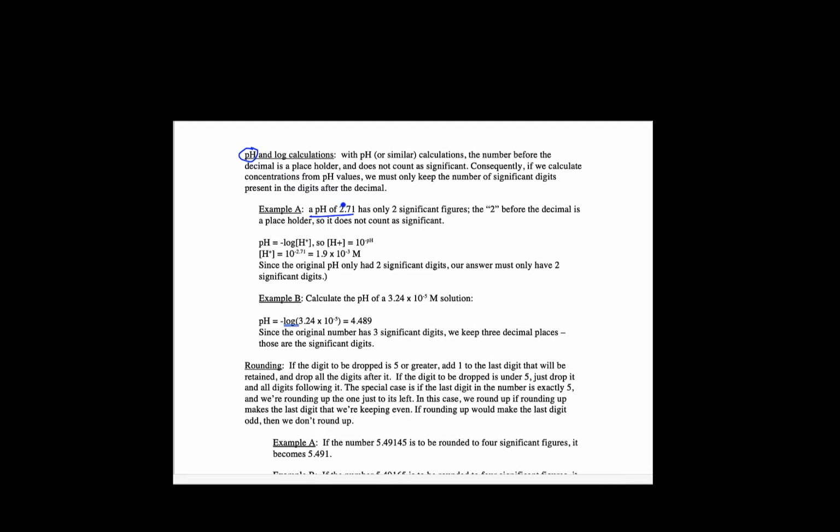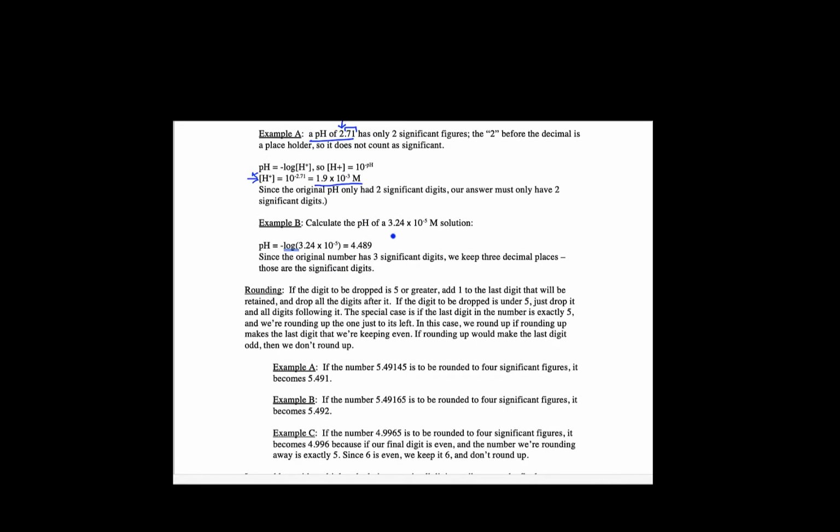But the short version is that this 2 in front of the 0.71, this is a placeholder that tells us what power of 10 we're in. So 2.71 as a pH really only has 2 significant digits. It's the 7 and the 1 that came from the actual concentration. So when we go backwards and we calculate what the concentration of that would be by taking 10 to the minus pH, we can only keep 2 significant digits for that concentration. And if we do that math, we'll get 1.9 times 10 to the minus 3. So our final answer has 2 significant digits, just like our pH.